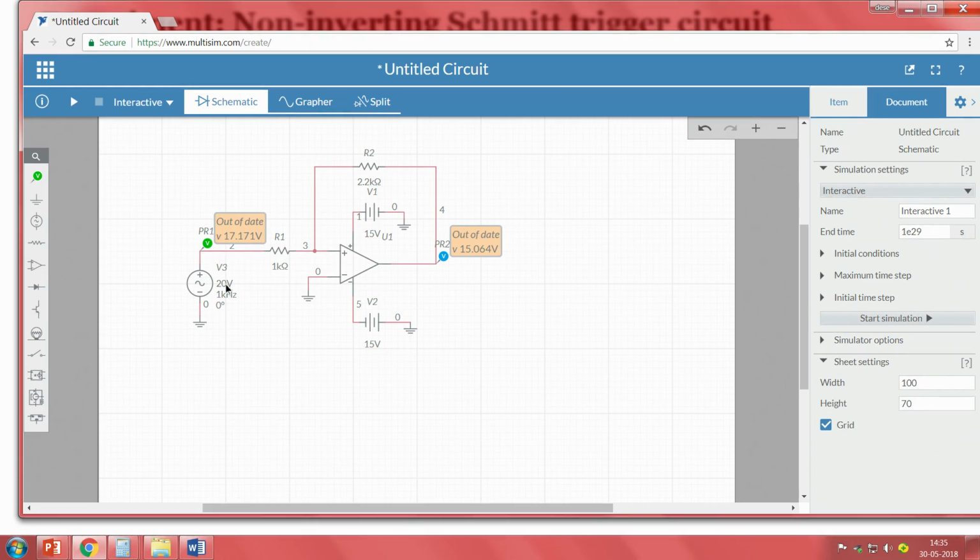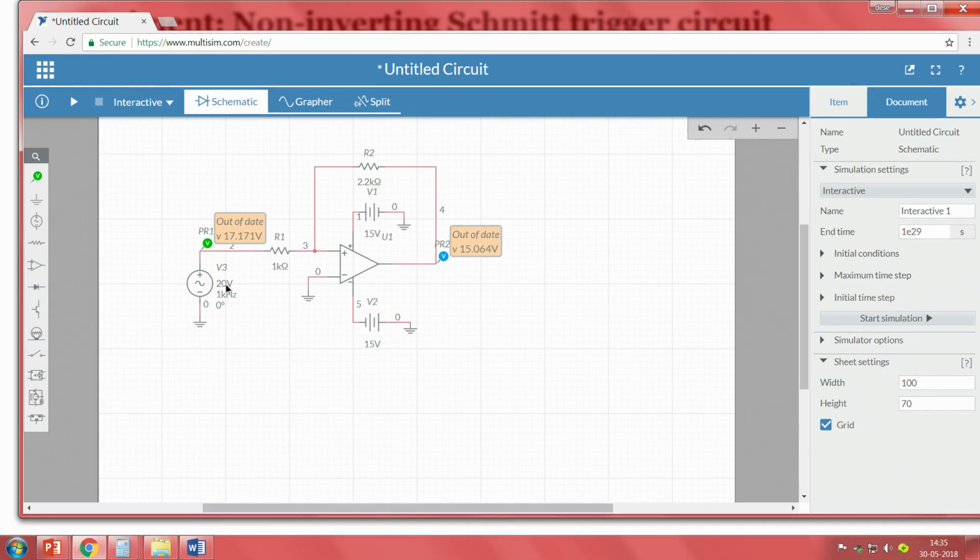Now, what is the expected output? It will be when the input is greater than the higher threshold. So, what is the higher threshold at this point? It is 6.818, right. When our input is greater than approximately 6.81 or 82, it will be at plus 15 volts. Lower than that value, it will be at minus 15 volts. Otherwise, in between, it will always follow the input.